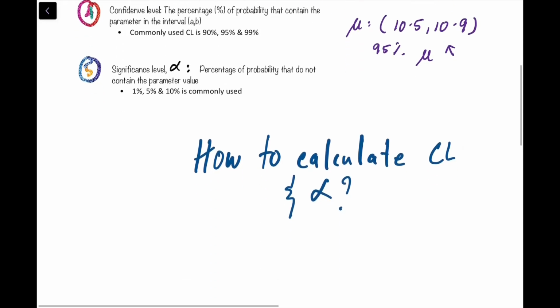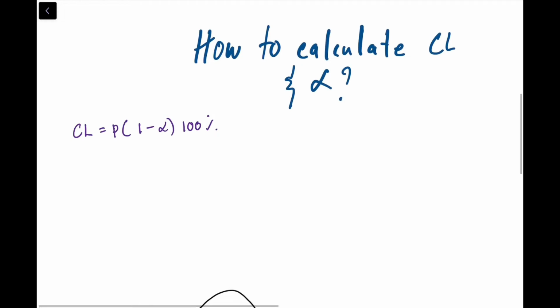Okay. How to calculate confidence level? To calculate the confidence level, we have the formula. Confidence level is equal to the probability 1 minus alpha, times 100%. Okay, for example, alpha is 5%, so it will be 0.05.